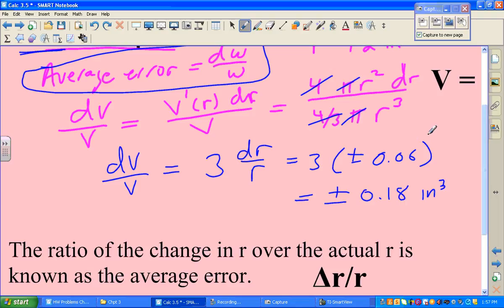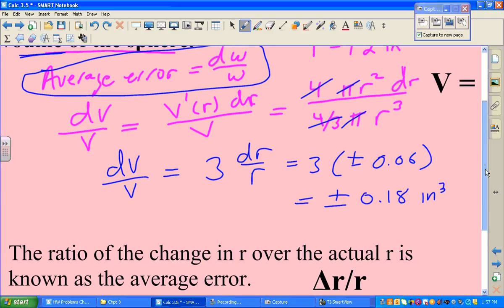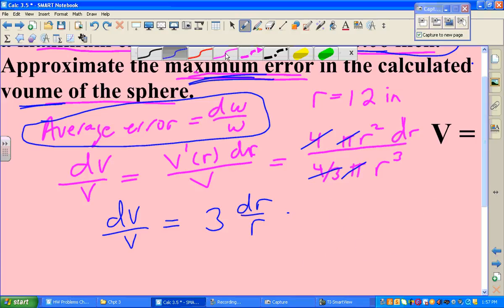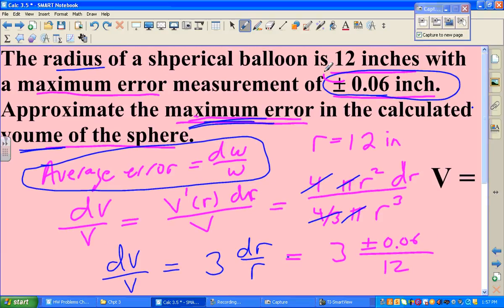It's approximately plus or minus 0.01. Yeah, minus 0.5%. They divided by 12, they didn't use the 12. Well, I didn't use a 12. But they took the 3, they didn't have... Oh, the dr is plus or minus. I get it. Sorry. And they divided it by 12. That's right. Thanks. Save the day. Phew. 3 plus or minus 0.06 all over 12. Nice. Right. So we have to take our change divided by the original amount.